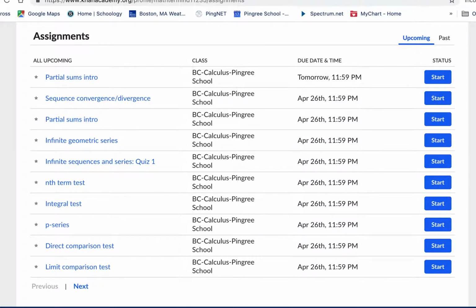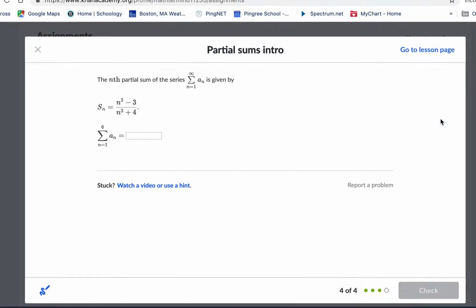So if I click over to, I think this one, no, I want this one, and I want to click Intro to Partial Sums. Okay, so it's starting off by saying, if the nth partial sum of this series is given by this, what does this all mean? Well, it just means I'm going from 1 to 6. I'm adding up the first 6 terms of this. I just need to plug in 6 and go carefully.